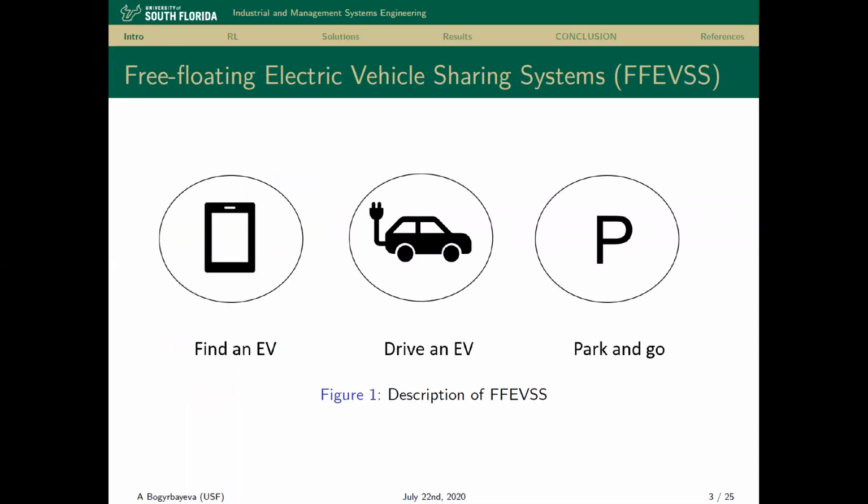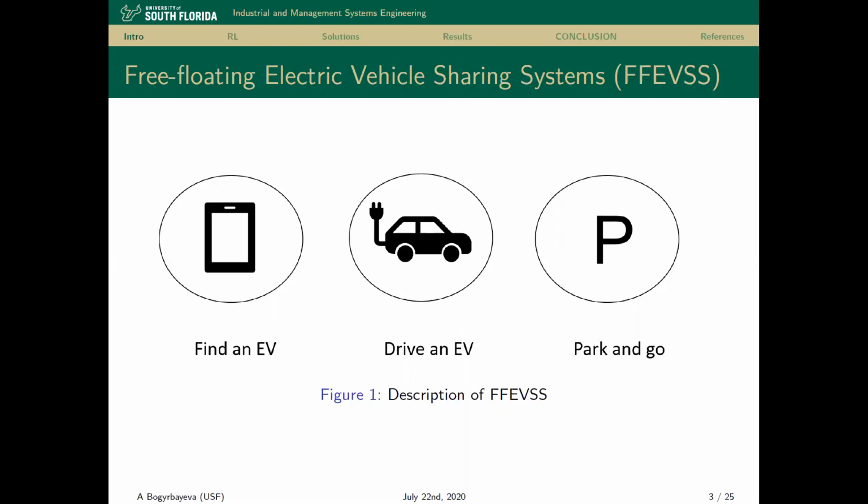So the topic of this presentation is free floating electric vehicle sharing systems. As the name suggests, it's about sharing electric vehicles among customers, and there's an operating company which provides these EVs. From the customer viewpoint, how it works is as follows. You just need to download the app, reserve the EV, go there and drive the EV, park wherever you want, and just go. These programs usually do not require customers to pick up or drop off the EV in certain locations, and they do not require them to charge the EV. That's why it's called free floating.